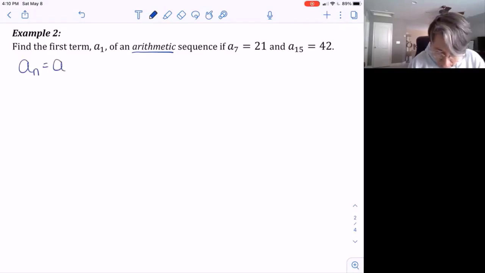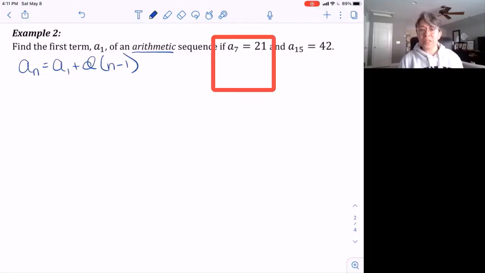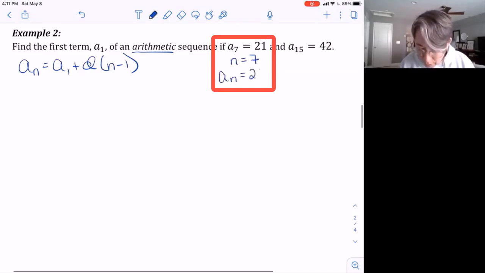A sub n is a sub 1 plus the common difference times n minus 1. And so when you're approaching this problem, let's assume that you've never seen an example like this before. All you know, it's arithmetic, and you know what that formula looks like. So let's look at both pieces of information that they gave us. The first point, a sub 7 equals 21. What information does that tell us? That tells us that term 7, or n equals 7, that output value, a sub n, is 21.